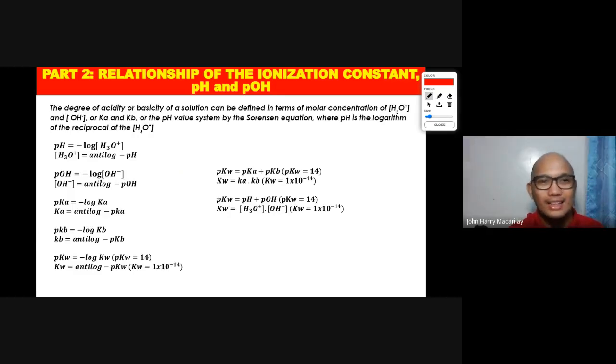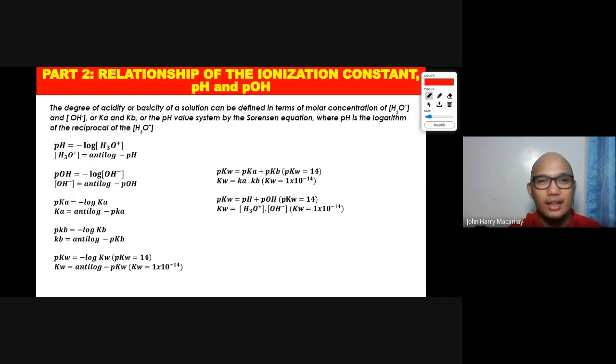So it measures now the acidity. So the higher the hydronium ion concentration, the more acidic. Okay? Or if you want to determine now the hydronium ion, the opposite, if the pH is given, it is just the anti-log of negative pH. So you can actually use your scientific calculator for computing this one. And then measurement of a base, so pOH is the negative log of the hydroxyl ion. And then you can compute also for the hydroxyl ion if your pOH is given. So it is the opposite. It is the anti-log of negative pOH.